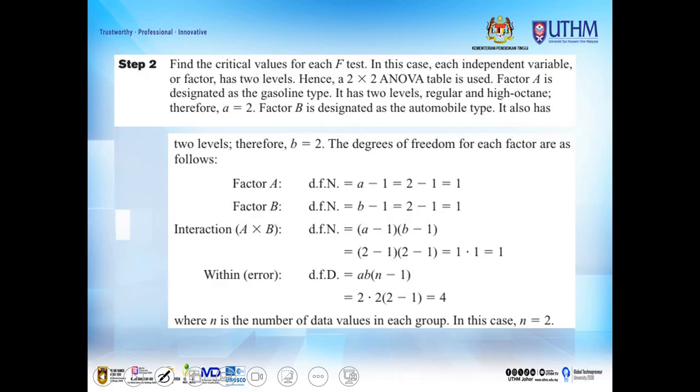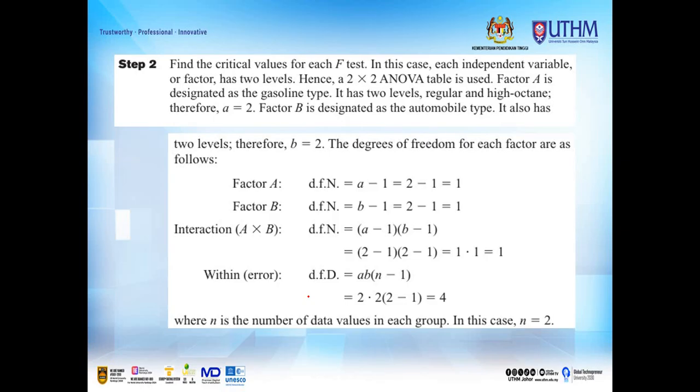As for step number 2, obviously you have to identify the critical value. Find the critical value for each F test. In this case, each independent variable or factor has 2 levels. Hence, a 2 by 2 ANOVA table is used. Factor A is designated as gasoline type and has 2 levels, regular and high octane. Therefore, A is equal to 2. Sorry, A equal to 2, not alpha. A equal to 2.